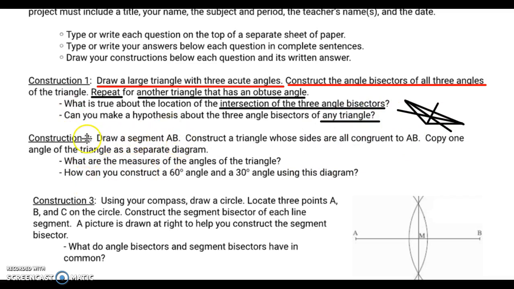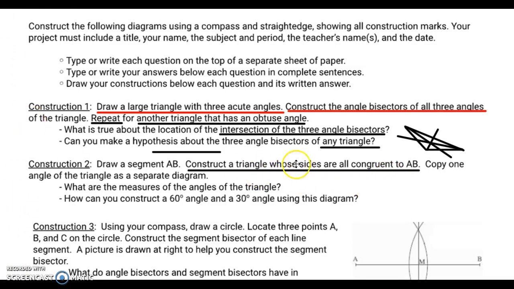Construction number 2 asks you to draw a segment AB, and remember a line segment is just a straight set of points with two defined endpoints. We'll call that AB. It says then to construct a triangle whose sides are all congruent to AB. Now let me give you a hint. When you're constructing a triangle whose sides are all congruent to AB, it's very similar to one of the constructions that we did, which was called copying a line segment.